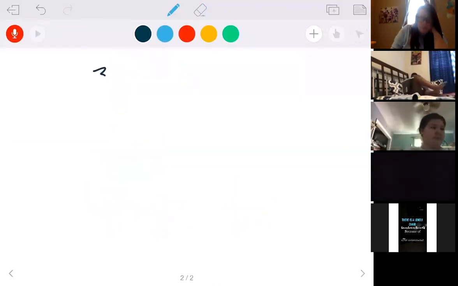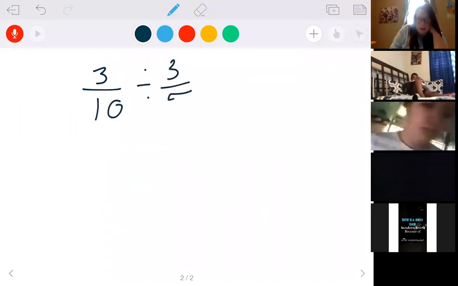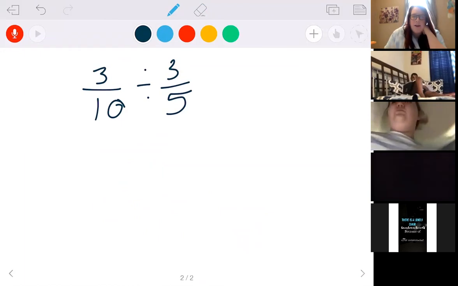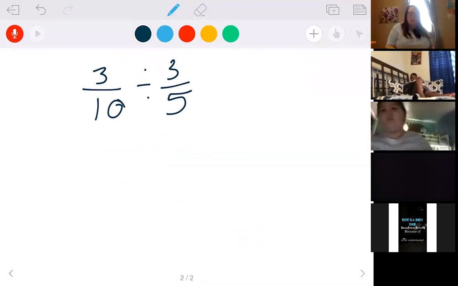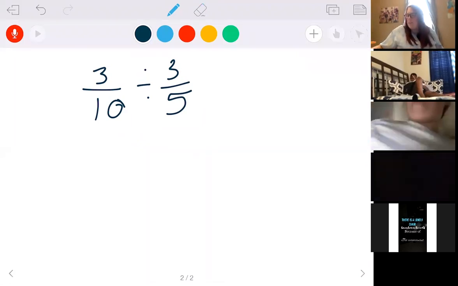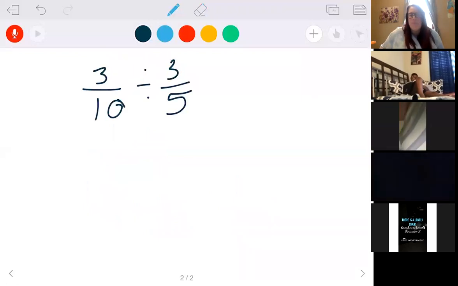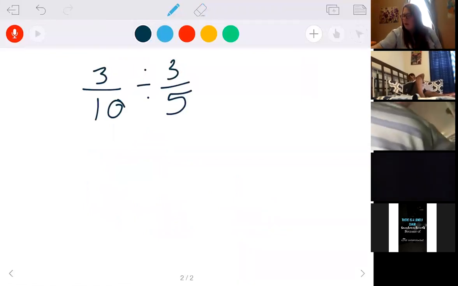3/10 divided by 3/5. Okay, do that one on your own. That one's a pretty simple one. You don't have to change anything. All you do is flip 3/5. See if you can simplify what you can and multiply and get your answer. Do that one, and then I'm going to go over it with you in just a second. This one should be a pretty quick one.